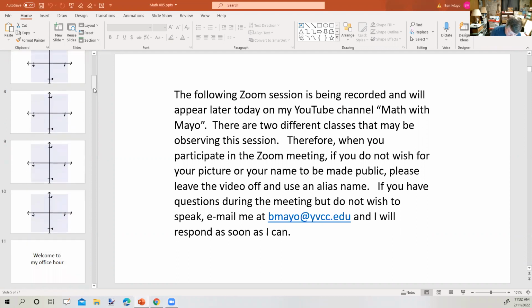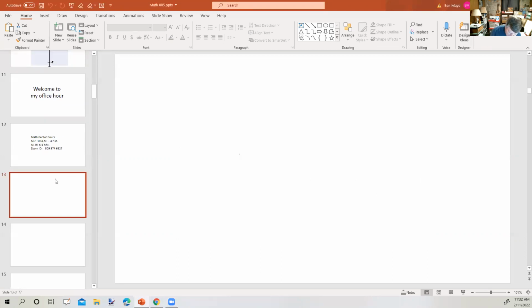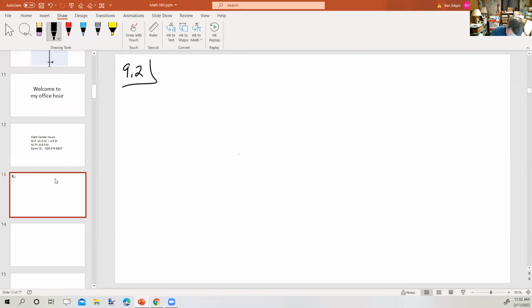All right, I have a couple of questions requested. This is from section 9.2. First of all, number 37. It says, simplify the expression. The variable represents a positive real number, so we don't have to worry about any absolute value stuff.